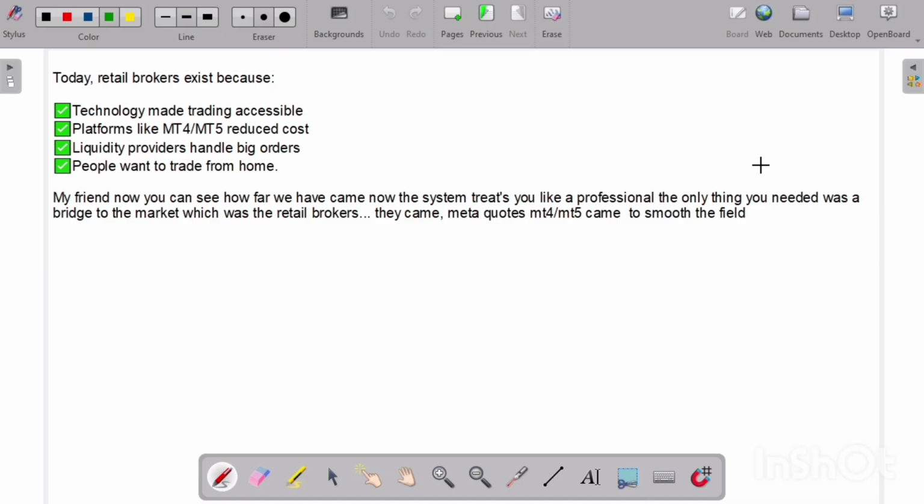So let's go to the next lesson, which will be vetting a very good retail broker. Because you know, every door that is open, there are thieves, people who are not willing to do the right thing, and they will come and try to scam a lot of people.